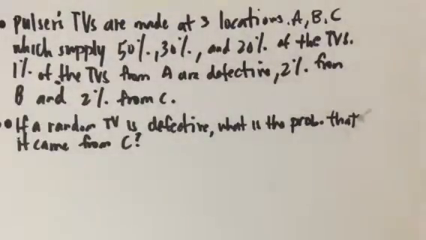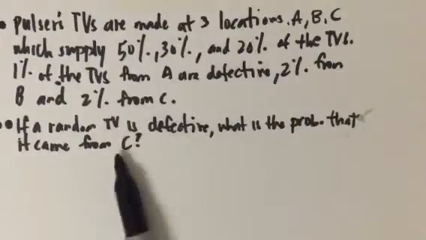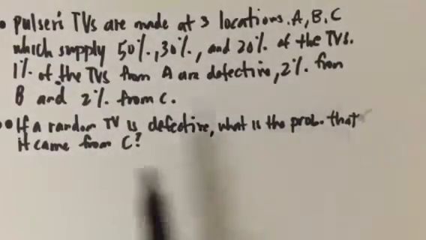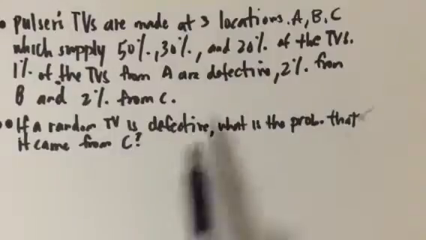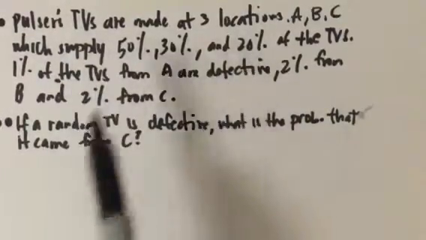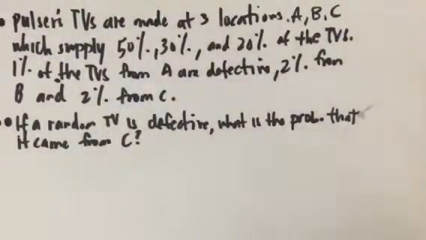So the next step is analyze, which is where we determine what the question is asking. So basically, it's asking us what is the probability that if a random TV is defective, it came from C, given this information.